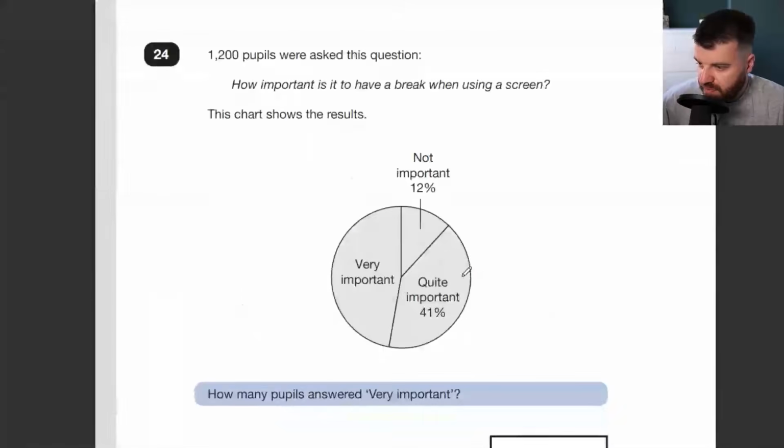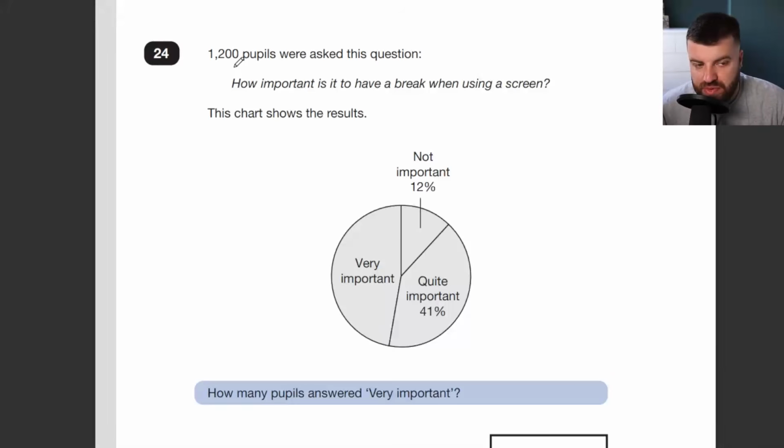Okay. Next one, 24. 1,200 pupils will ask this question. How important is it to have a break when using a screen? By the way, it's very important. You're watching a screen right now. I'll make sure you have a break after this.